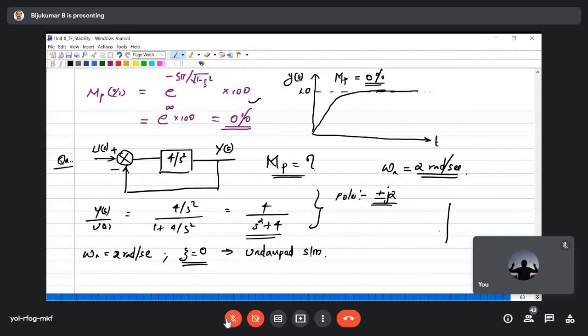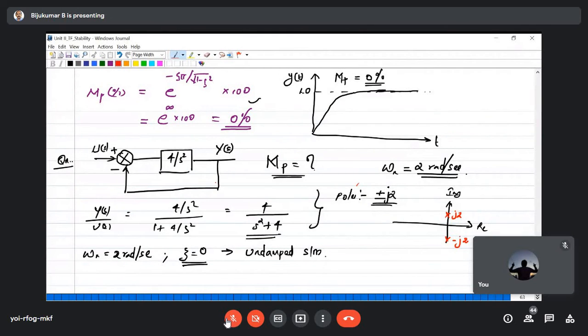Right? So if we draw it in the S-plane, imaginary, real, our 2 poles will be at, one is at plus j2, one is at minus j2. Okay. Now, what is the output response?